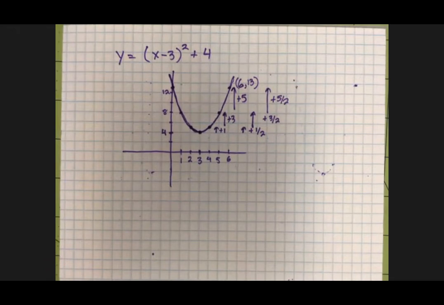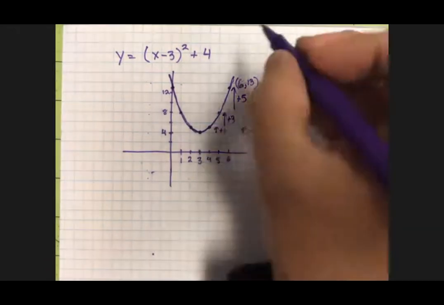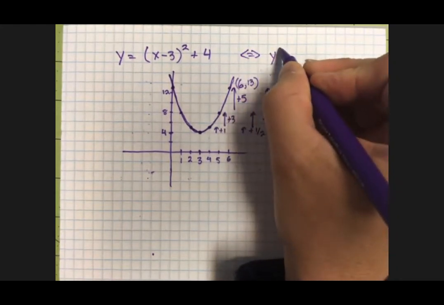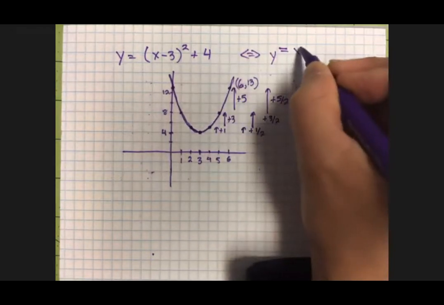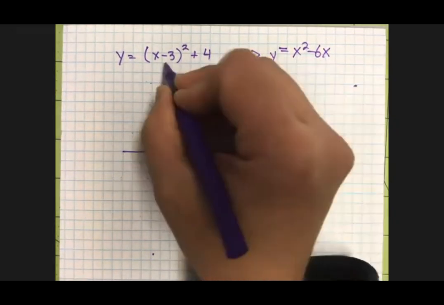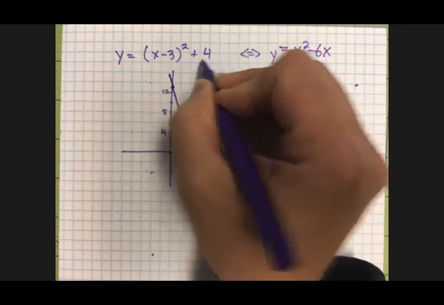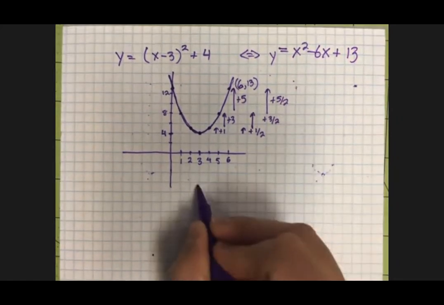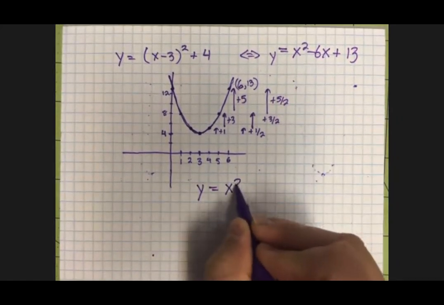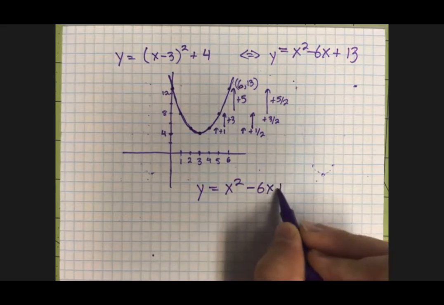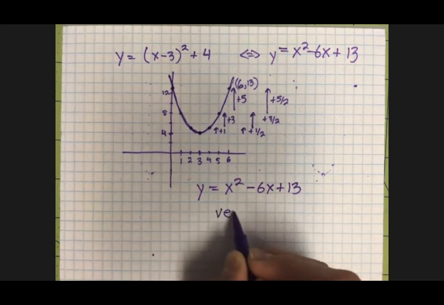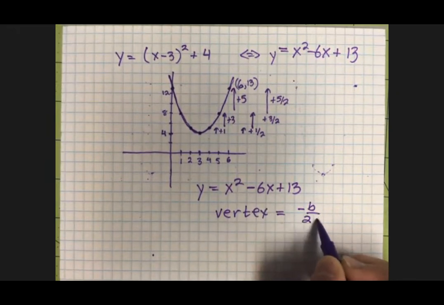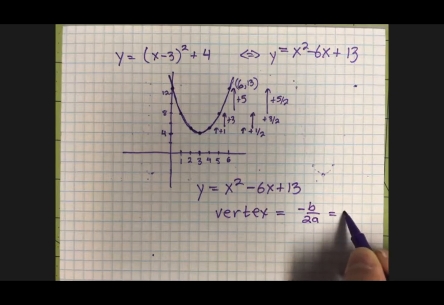Now, let's write that parabola multiplied out. y equals, what's (x minus 3) squared? x squared minus 6x plus 9. What's 9 plus 4? 13. And I want to show you that even if I write the formula as x squared minus 6x plus 13, I still know the vertex is at positive 3.